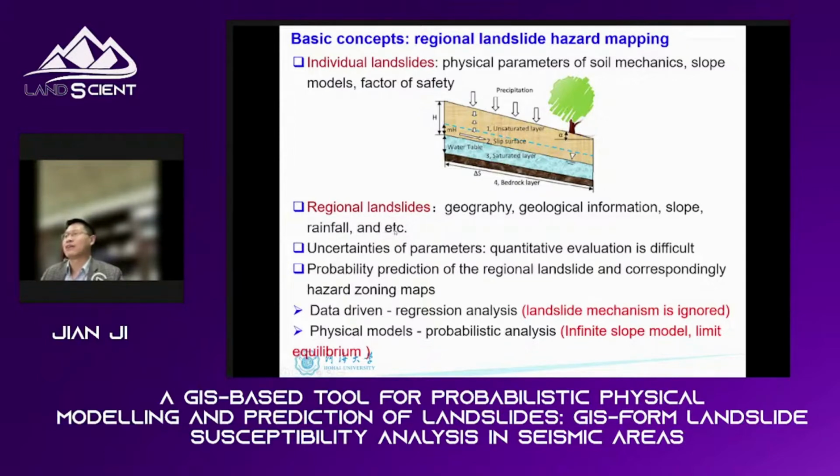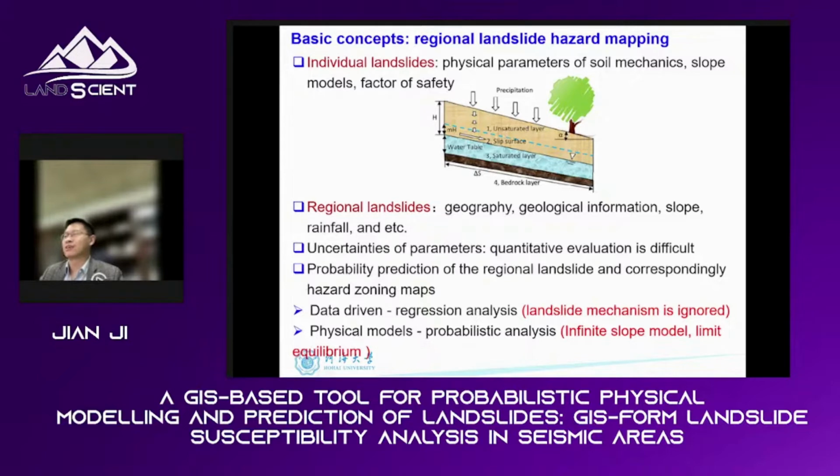For regional landslides, the area is very wide, and it can involve a lot of unknown parameters, especially geotechnical parameters, such as soil parameters, soil shear strength, and rainfall infiltration. Those geotechnical parameters by nature show uncertainty from site to site.